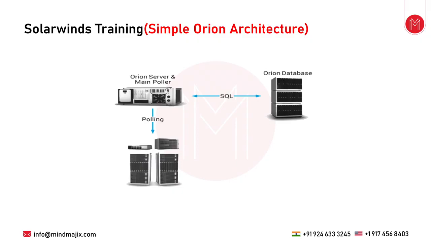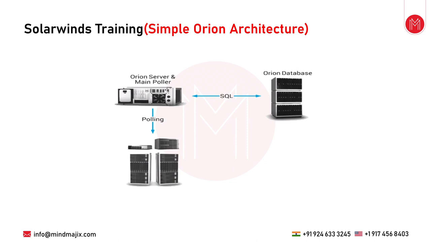The simple Orion architecture is as shown below on the screen. We have two important components here in the simple architecture. One is the Orion database, and the other is the Orion server, the main polling engine. In this architecture, the Orion server will pull the information from the network devices once we have installed the software on the Orion server and integrated it with the Orion database. The Orion database is an SQL database.